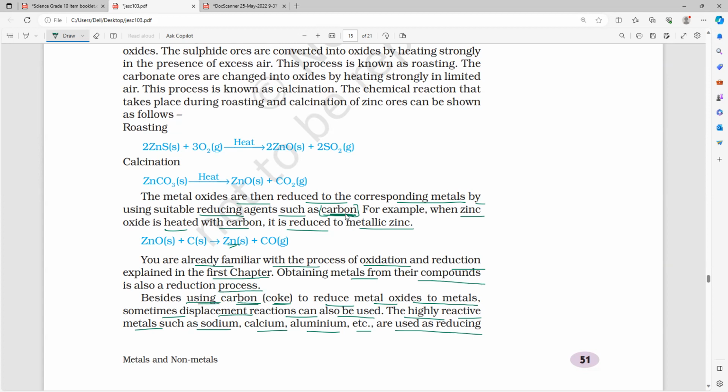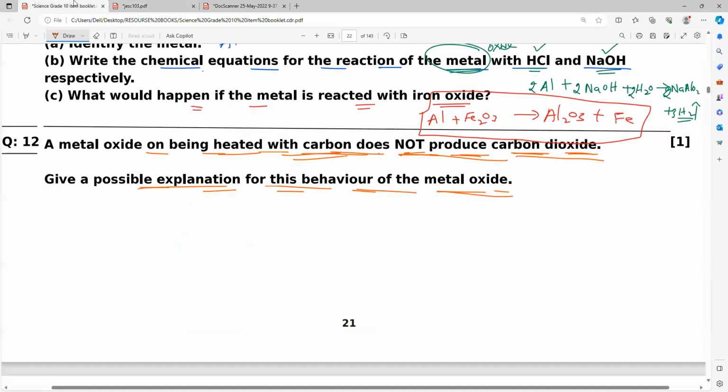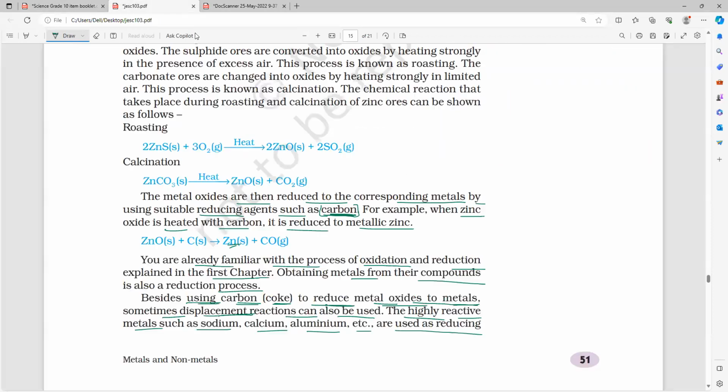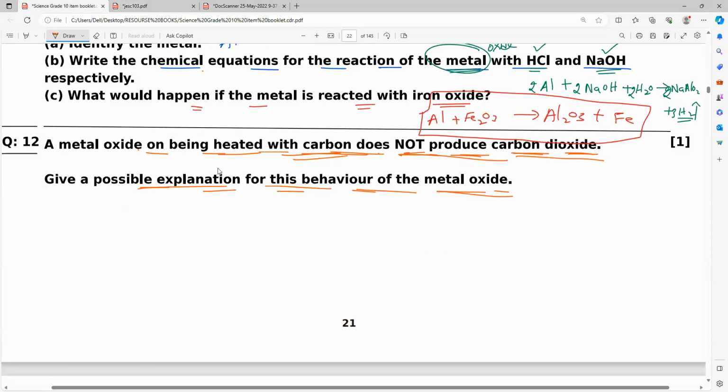So besides using carbon to reduce metal oxides to metal, sometimes displacement is used. Now you see what question they are asking. When we are heating, here also you can see heat. Of course, calcination I already taught you. So now, a metal oxide on being heated with carbon does not produce carbon dioxide. So what does it mean? Anybody? Is the metal more reactive or less reactive? Or what is it? Anybody?